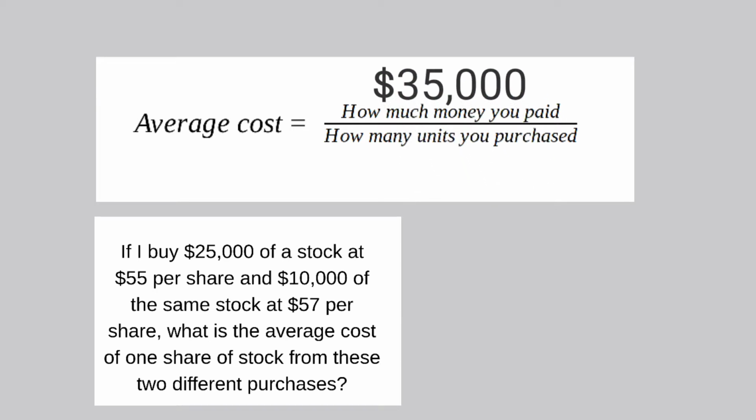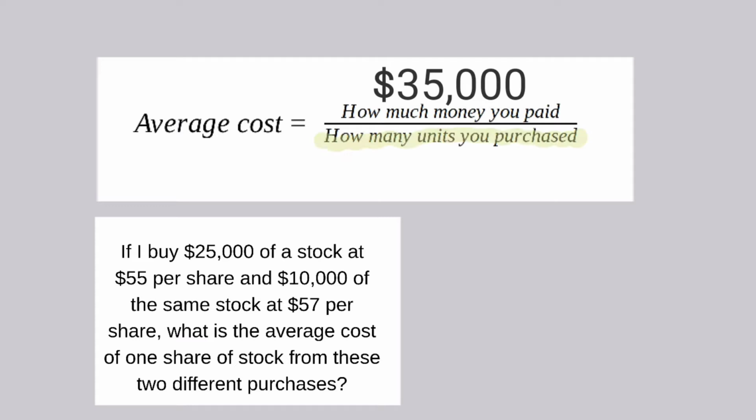This $35,000 amount can now be put into the average cost formula. The $35,000 represents how much all the stocks were purchased for, both those purchased at $55 per share and those purchased for $57 per share. The total paid for all of them was $35,000. And now you just need to know how many units you purchased, and then you can figure out the average cost paid per stock share.